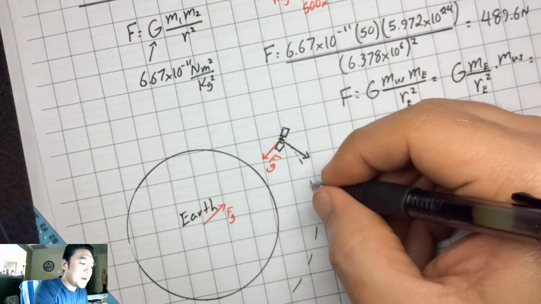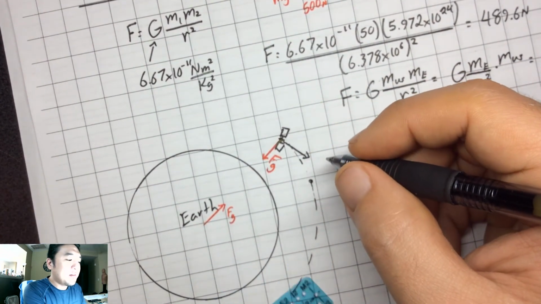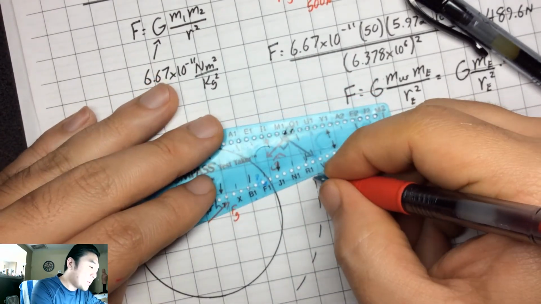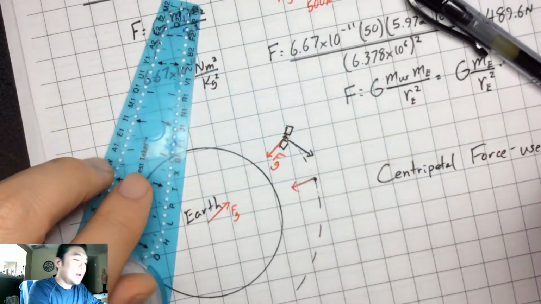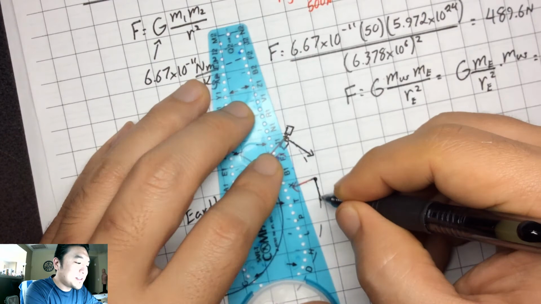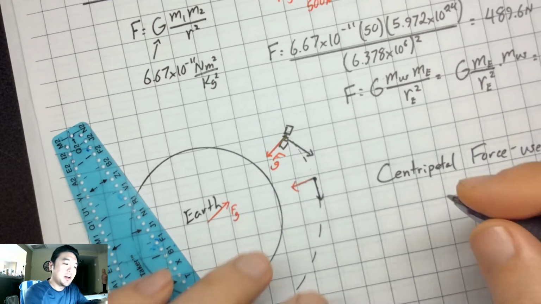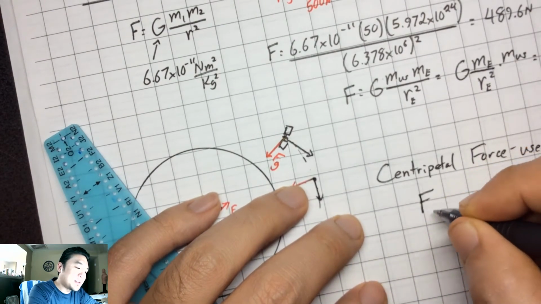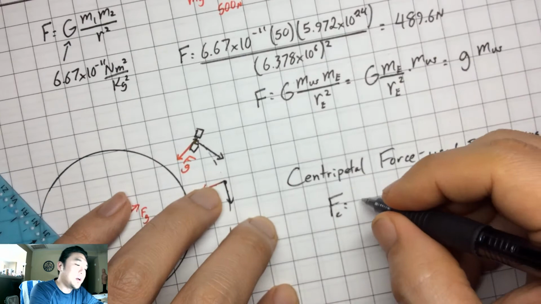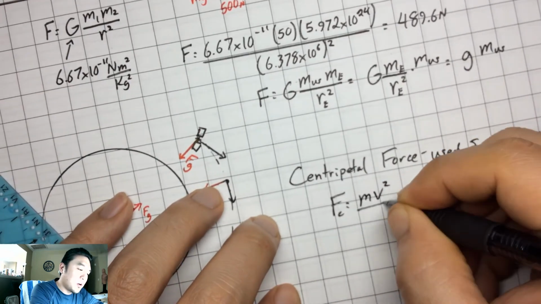One second later, this object might be over here. Gravity still points towards the center of the planet, and the velocity has changed, and it's still perpendicular. So this thing called a centripetal force is used to turn you. So centripetal force, Fc, is equal to mv squared over r.